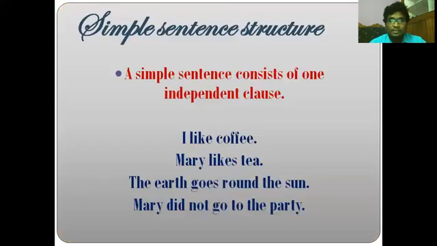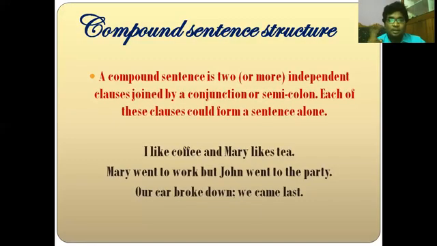So in a simple sentence, we're going to have only one clause. And here in compound sentences, we're going to have two independent clauses, which are joined by these conjunctions or this semicolon.